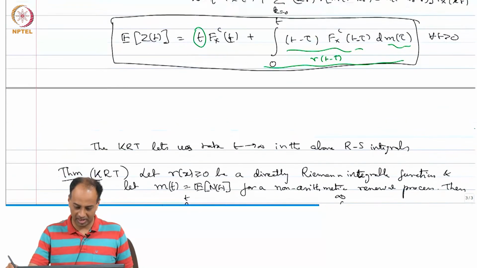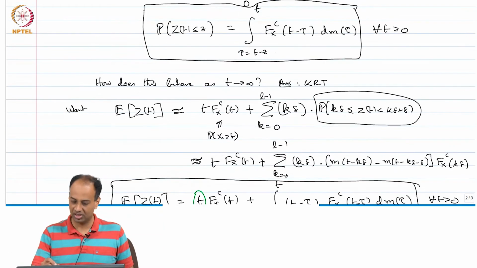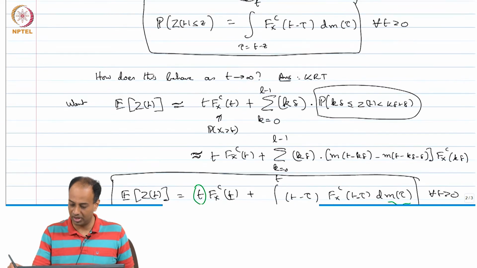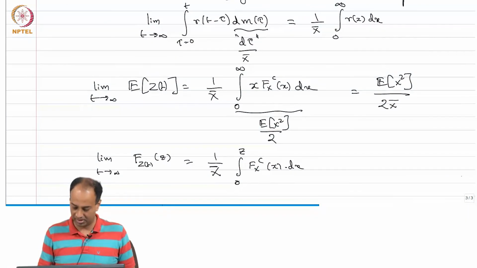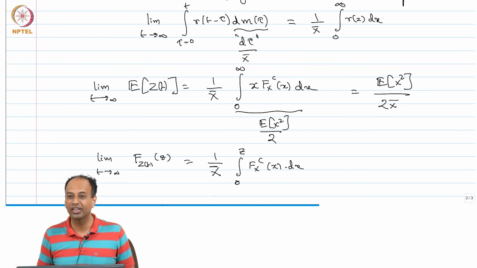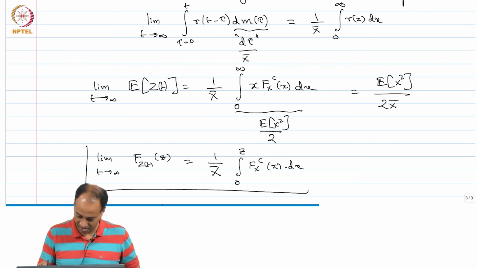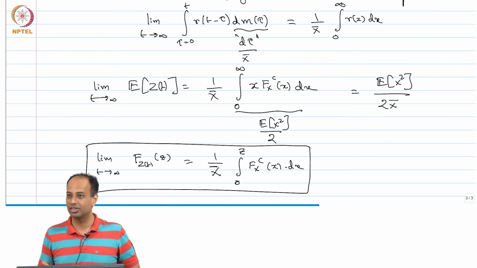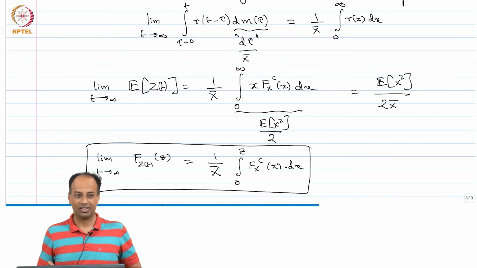I am going back to this now, and I am now taking r of t minus tau to be F_X complement of t minus tau, and instead of going from 0 to t, I am going from t minus z to t. And so, if I apply the key renewal theorem, I will get an integral like this, integral 0 to z of F_X complement of x. Okay, but this also I already knew. So, these are all answers that are not surprising, but the method is through this Riemann-Stieltjes sum and then putting down the key renewal theorem and coming to this.